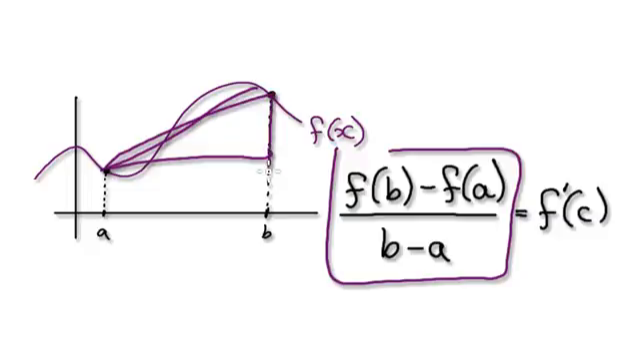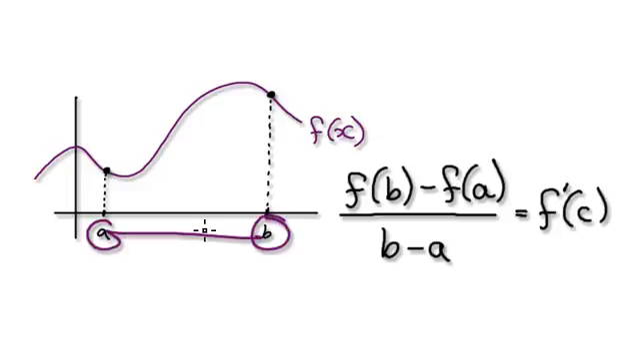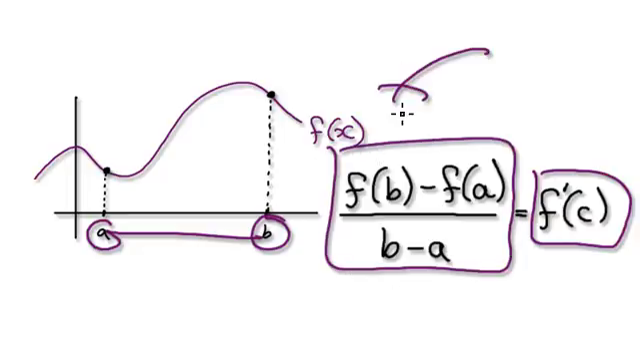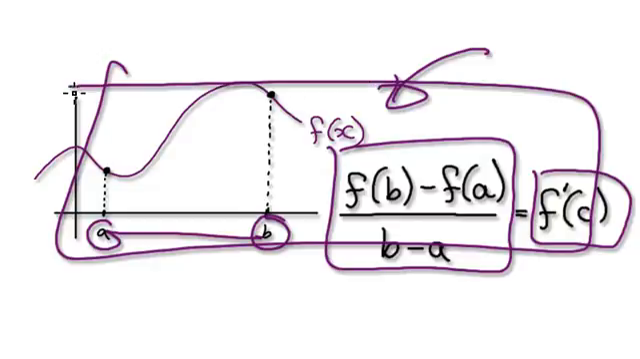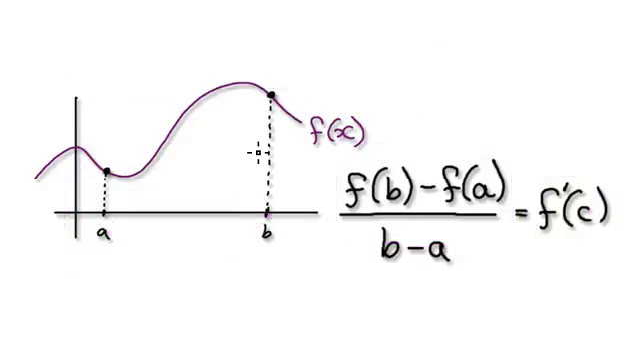So it's saying that between the two points, somewhere in between A and B, there exists a C where the gradient of the function equals the average gradient. We've seen this in the past. If you don't understand this bit here, then track down the mean value theorem.